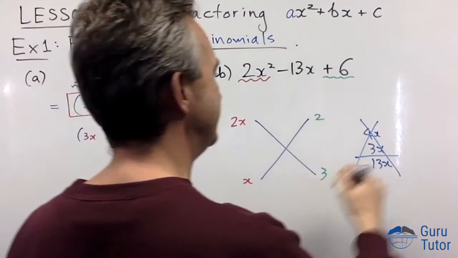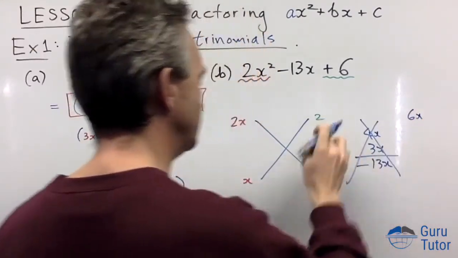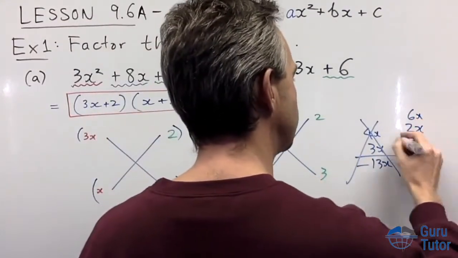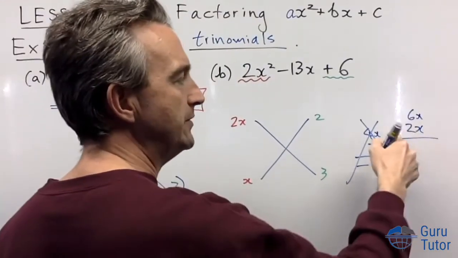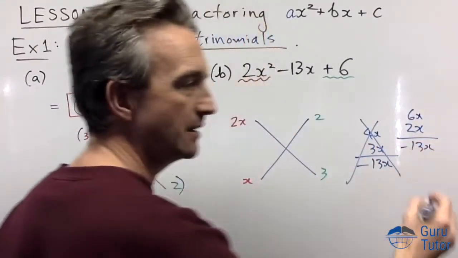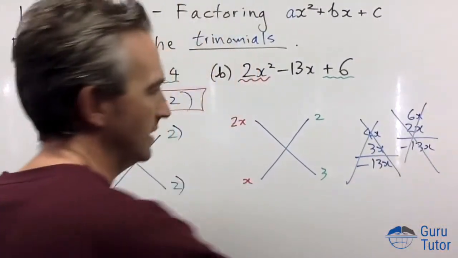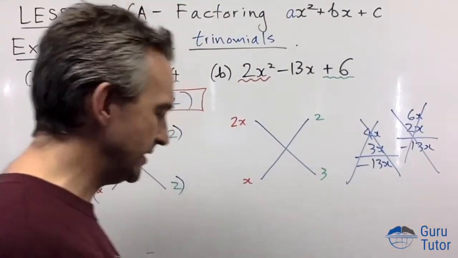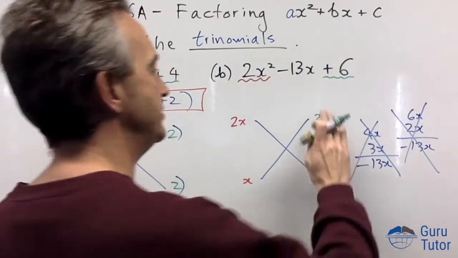2x times 3 is 6x. 2 times x is 2x. Can those two, even if you play with the minuses, can that sum ever be negative 13x? No, it's impossible. Alright, so this is it. It's trial and error. You just got to keep going until you find the combination.